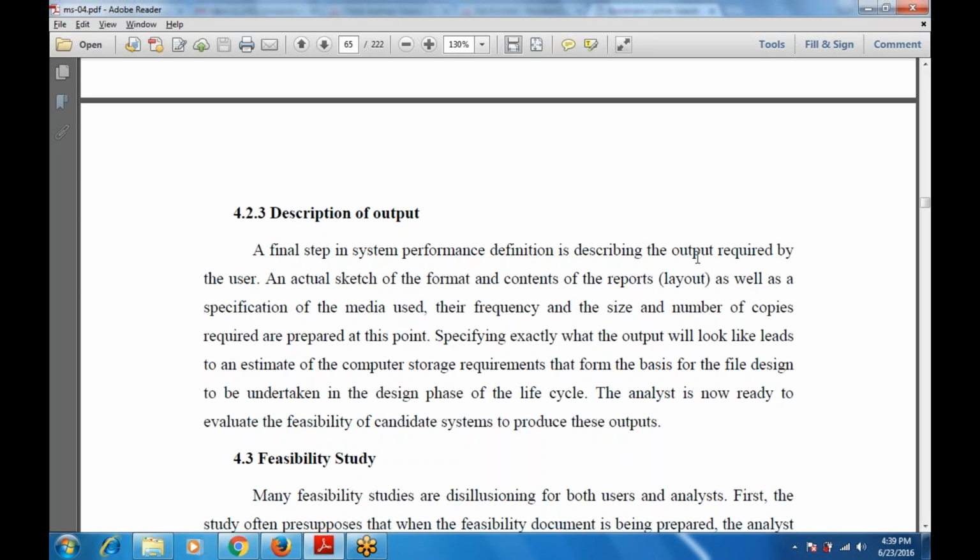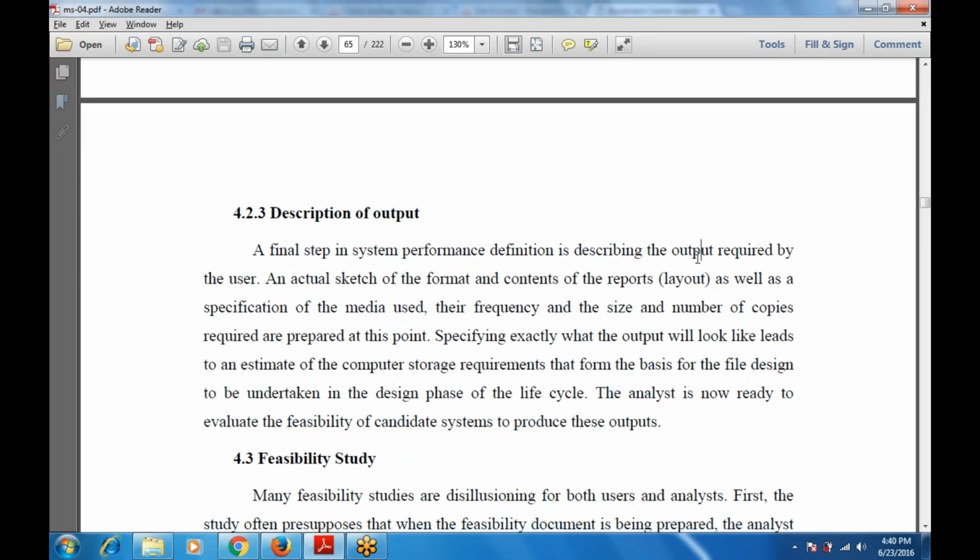Specifying exactly what the output would look like leads to an estimate of the computer storage requirement, which also forms the basis of the file design to be undertaken in the design phase of the life cycle. And the analyst is now ready to evaluate the feasibility of candidate systems to produce these outputs.